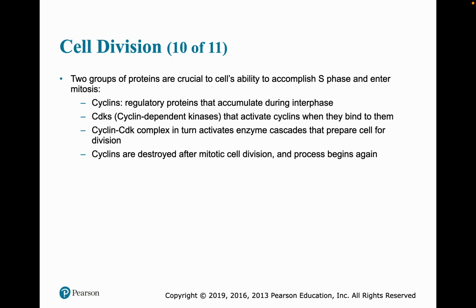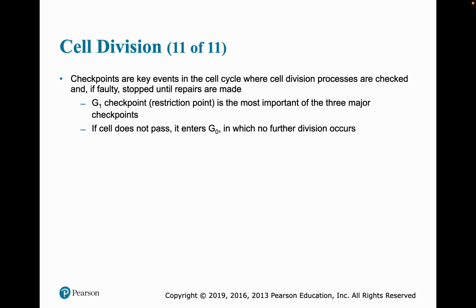Cyclins are regulatory proteins that accumulate during interphase. Cyclin-dependent kinases are enzymes that put phosphates on other things and activate those cyclins when they bind to them. That cyclin-dependent kinase complex activates enzymes that prepare the cell for division, and then the cyclins are destroyed after mitotic division, and the process begins again. So the cyclin-dependent kinases are always there. The cyclins are only manufactured when they're needed.